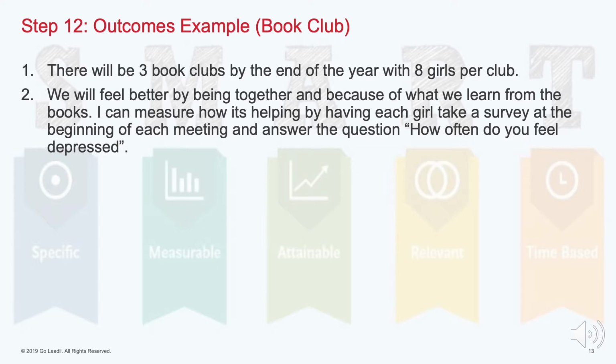Another: we will feel better by being together, and because of what we have learned from the books. I can measure how it's helping by having each girl take a survey at the beginning of each meeting and answer the question, how often do you feel depressed? So instead of just saying, oh, we'll feel better by being together, you want to really say in the outcome how you've measured your success. In this case, a survey.